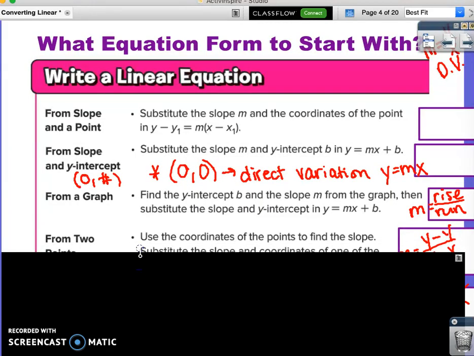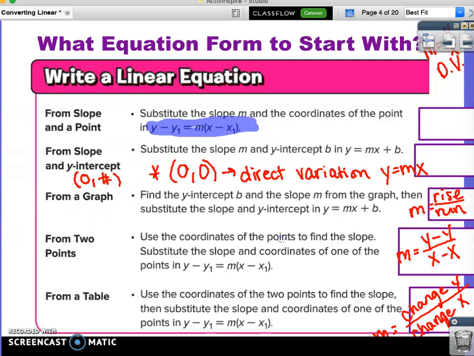From slope and a point, you can substitute the slope m and the coordinates of the point in y minus y1 or point-slope form right here. So from slope and y-intercept, substitute the slope m and y-intercept b in y equals mx plus b. And for direct variation, you would still have 0 here.